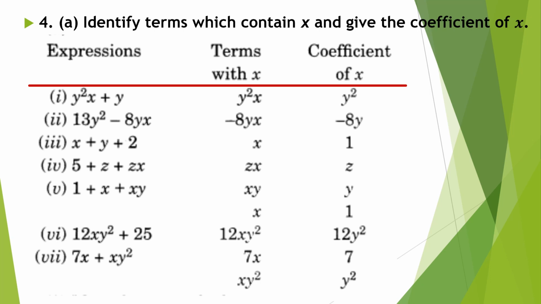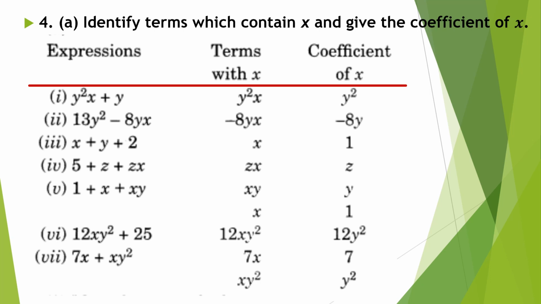Second question, 13y square minus 8yx. So term with x is minus 8yx. Coefficient of x: cover x and whatever is along with x, that will be the coefficient. So we get minus 8y. Third question, x plus y plus 2. Term with x is x only and its coefficient is 1. Fourth question, 5 plus z plus zx. Term with x is zx only and its coefficient is z.